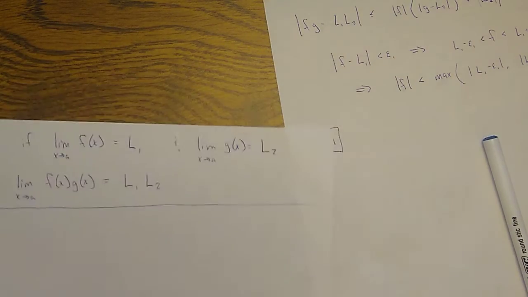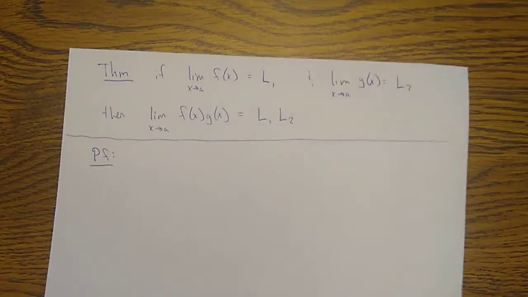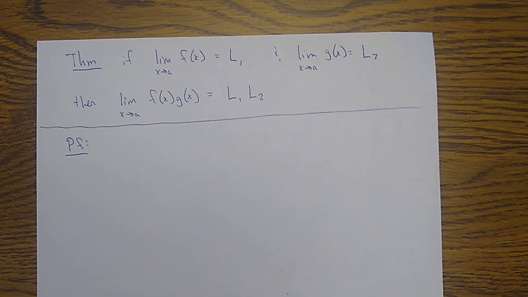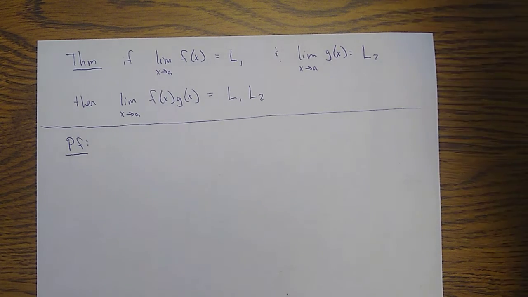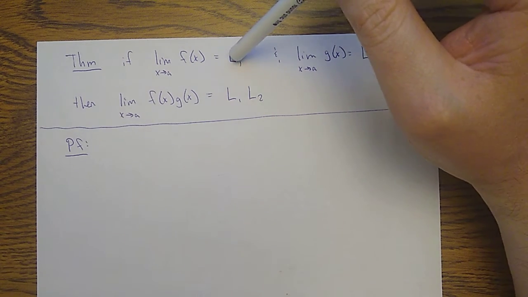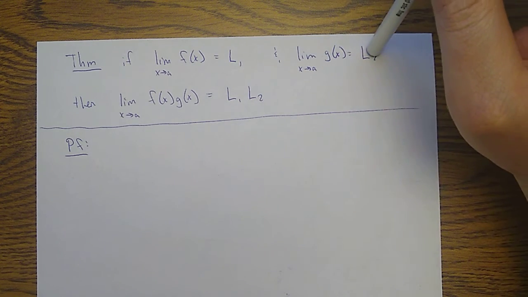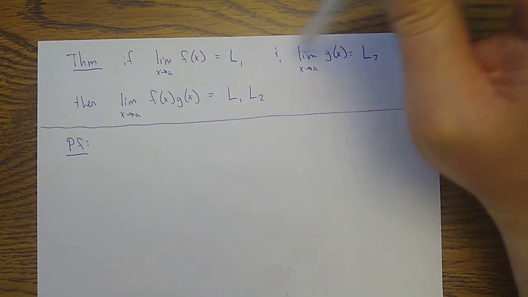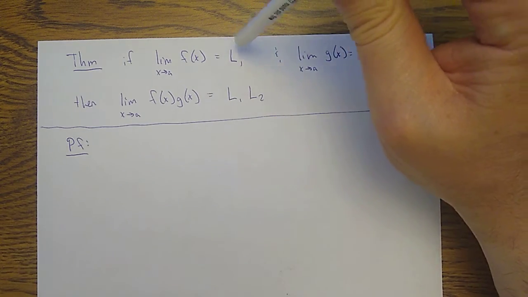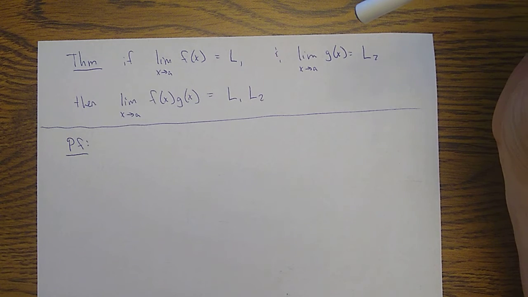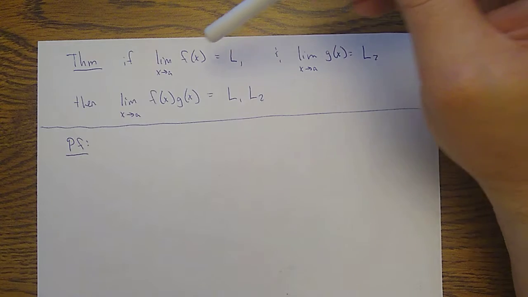Okay, let's prove another rule for limits. Last time I proved a rule for sums: if f of x goes to L1 and g of x goes to L2, then when I do f of x plus g of x, I get that the limit is L1 plus L2. This time I'm going to do a rule for products.